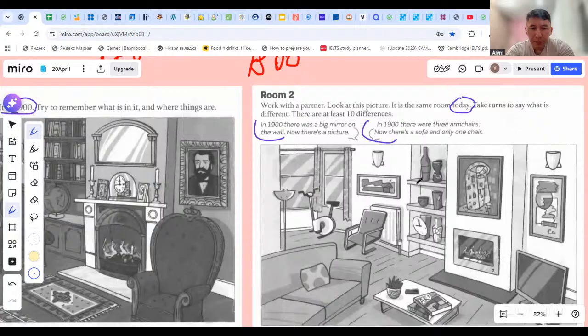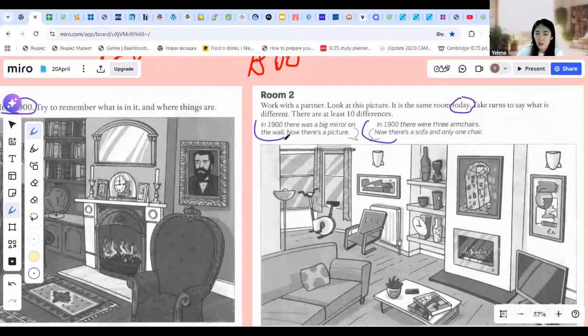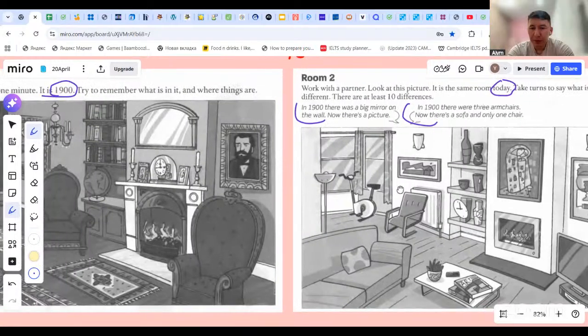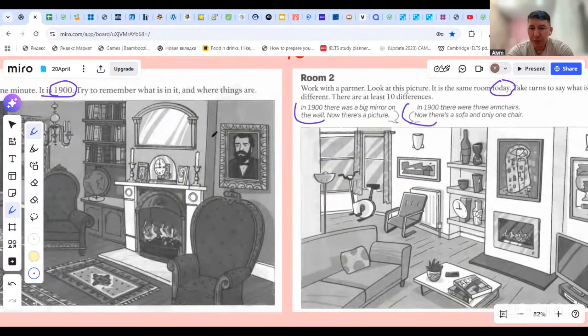In 1900 there was a big mirror on the wall. Now there is a picture. Yes. In 1900 there were three armchairs. Now there is a sofa and only one chair.